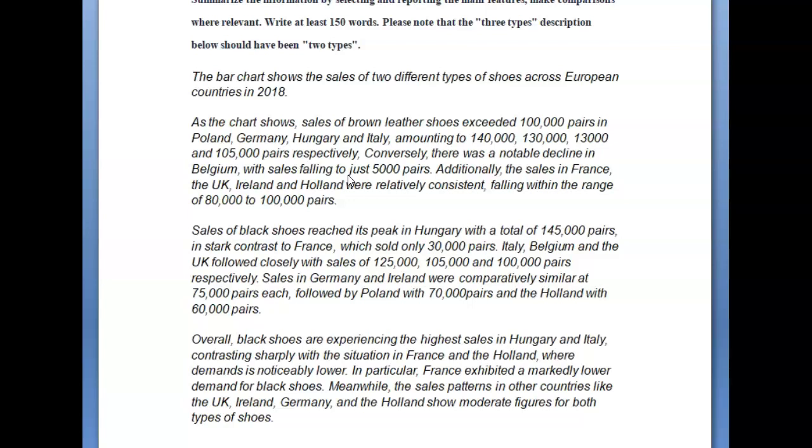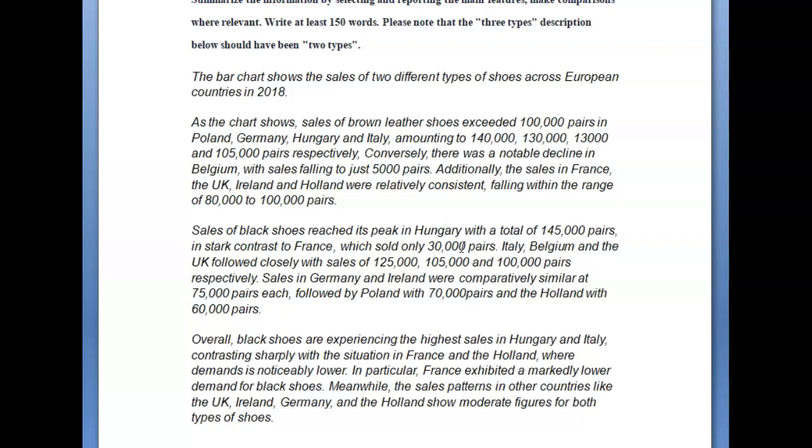Let's continue. Sales of black shoes reached its peak. Again, reached its peak implies movement. There's no movement here. And then it's also not its because it's sales, plural. Okay. So sales of black shoes were highest in Hungary. See, language of comparison, with a total of 145,000 pairs. In stark contrast, great vocabulary word, to France, which only sold 30,000 pairs. Italy, Belgium, and the UK followed closely with sales of 125. Sales in Germany and Ireland were comparatively similar at 75, followed by Poland.